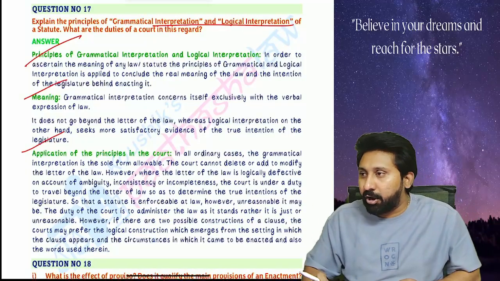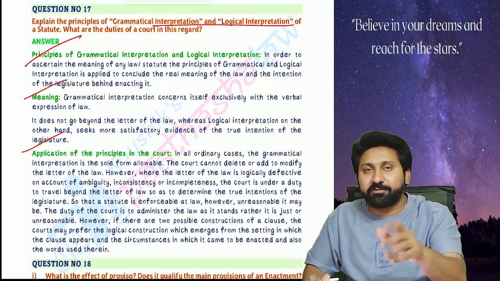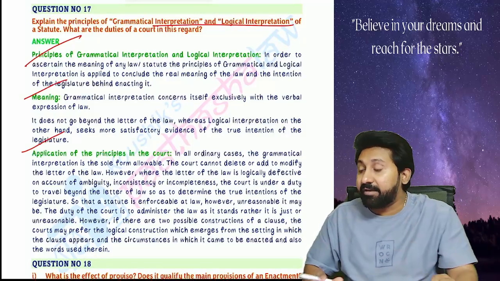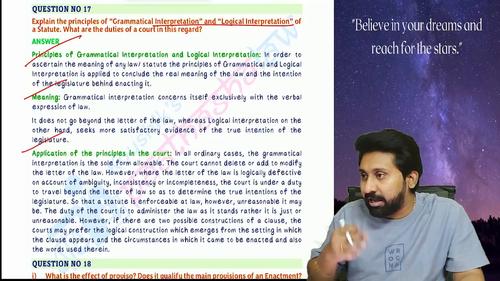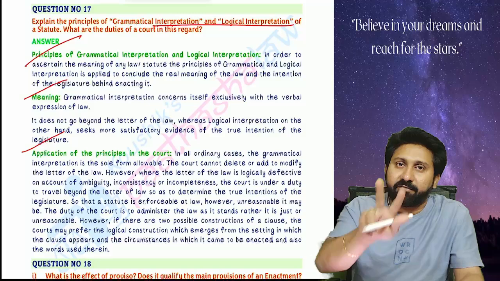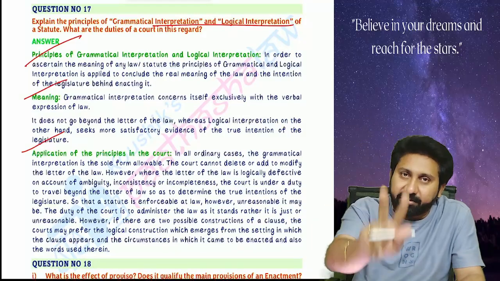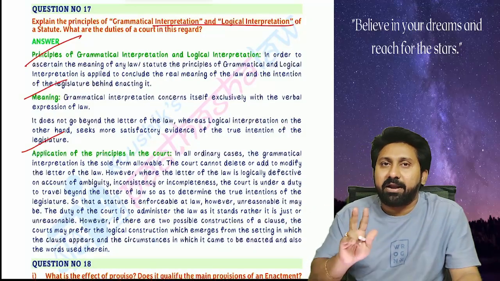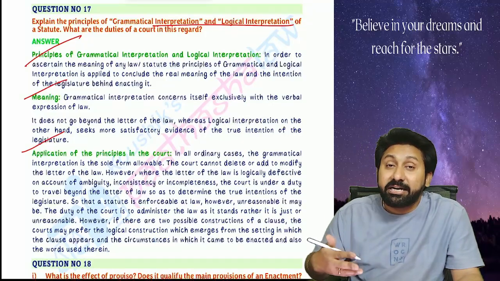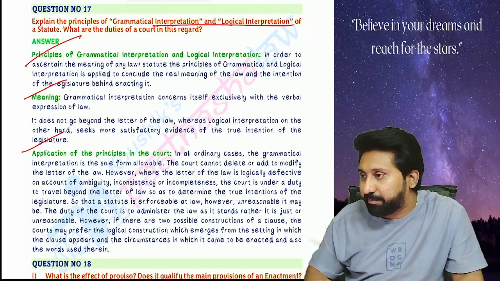Already we read this. In order to ascertain the meaning of a statute, first we need to take the general grammatical meaning of that particular word. If the general word gives a wrong meaning, then you should go by logical interpretation. So generally interpretation can be of two types. Number one, grammatical interpretation. Second, logical interpretation. Grammatical interpretation focuses on the verbal expression of the law. Logical interpretation gives the intention of the law rather than the grammatical interpretation.